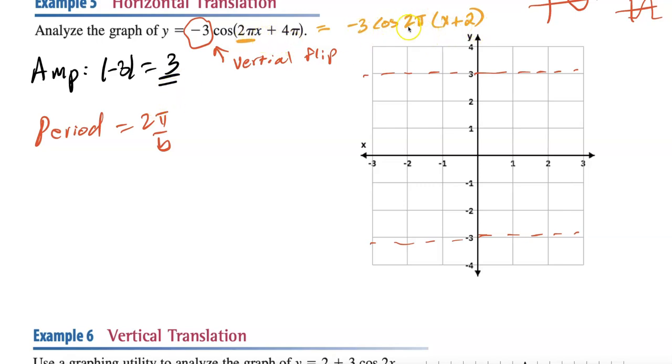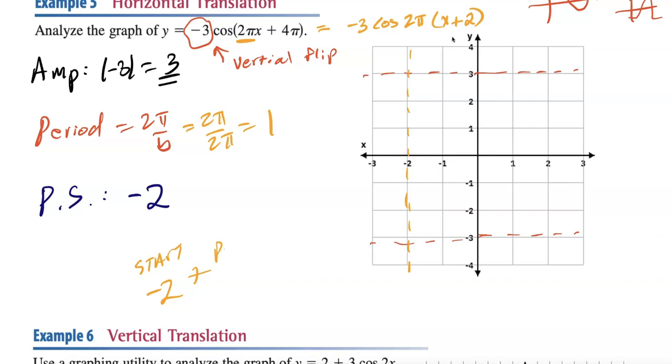So our period is 2 pi over 2 pi, which is 1. And now we have a phase shift. Inside opposite, it's going to be -2. So we're going to move the whole graph left 2. So our graph's going to start right here at -2. Now this is an easy one. We're starting at -2. And we add the period, which is 1. So we're going to get our endpoint of -1. I can do the math on that one. Don't need to do common denominator. So we're going to end right here.